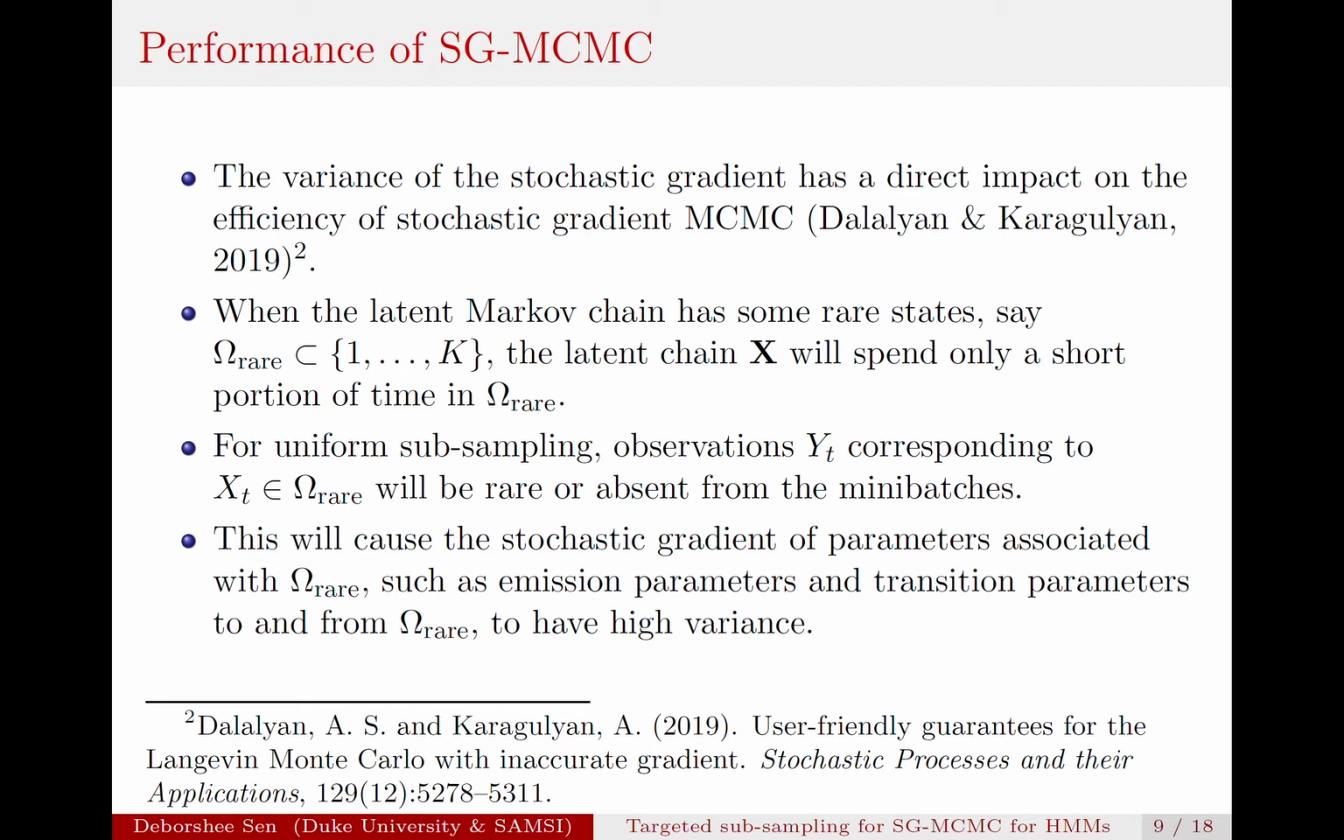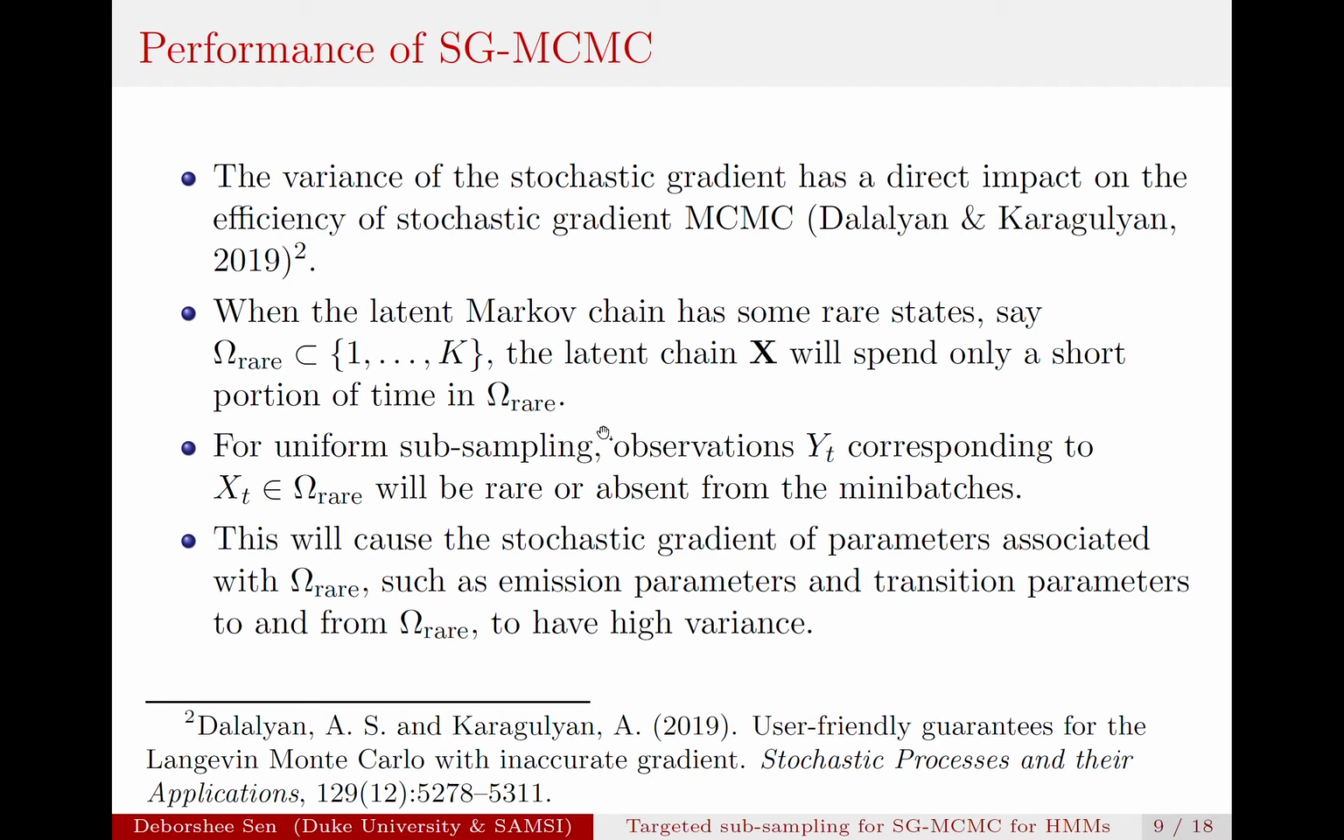So when the latent Markov chain has some rare states, say omega rare, so remember that state space was 1 to k, it has some rare state, let's say state 1 is a rare state. Then what happens is that latent chain X is going to spend only a short amount of time in the rare states. If state 1 is a rare state, then you're going to have very few observations corresponding to latent state 1 in your chain, in your observations.